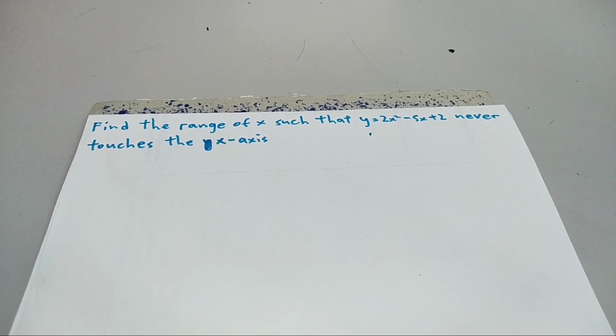Let's do some math for fun. Today I am going to talk about a special case of quadratic inequality, which is this question. The question tells you to find the range of x such that the quadratic function y equals 2x squared minus 5x plus 2 never touches the x-axis. If you are interested in this question, pause the video and try it for yourself.